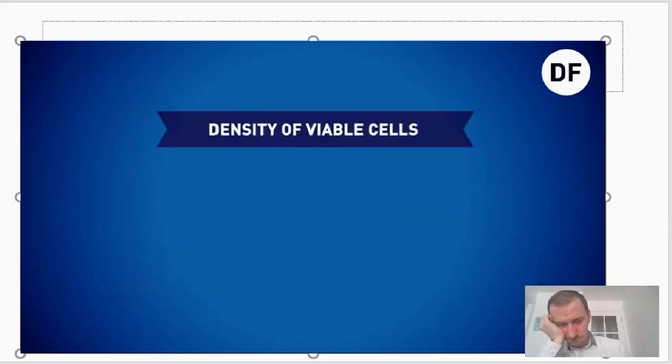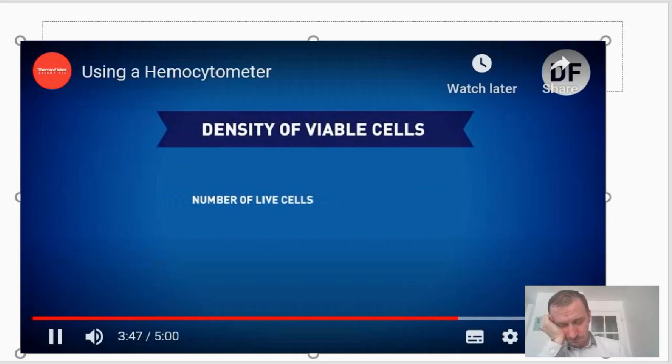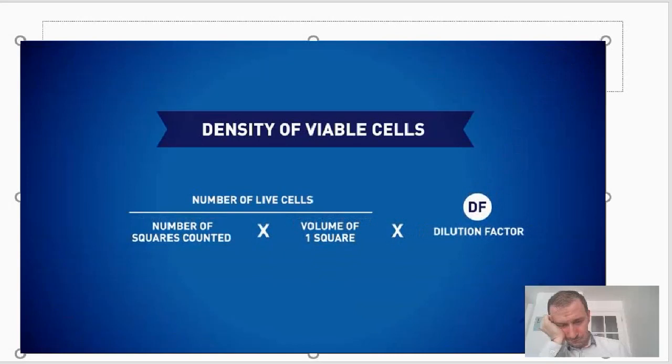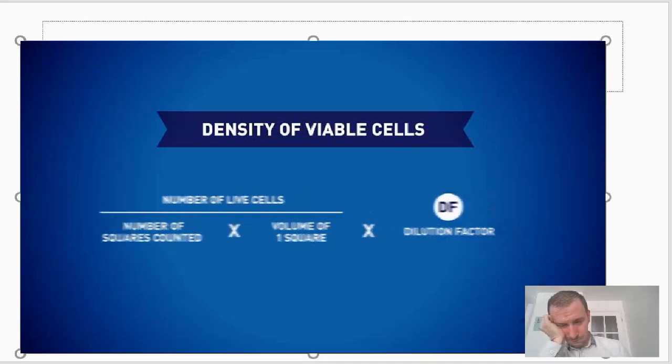To calculate the density of the viable cells, you need to determine the number of live cells in a particular volume. This volume is defined by the number of squares that you counted and the volume of one such square. We also multiply by the dilution factor in order to determine the cell density of your original cell solution prior to diluting with trypan blue solution.